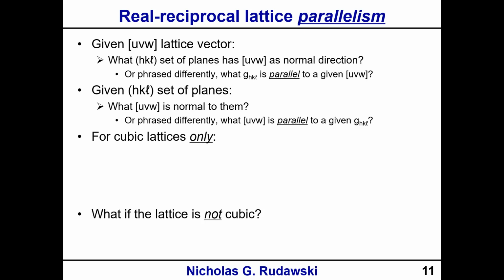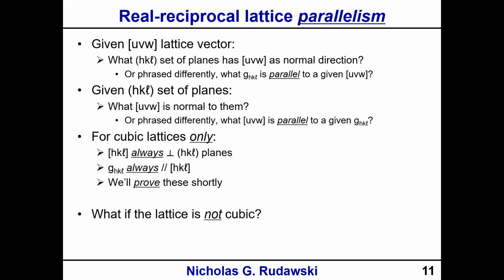So if we have cubic lattices, and this only applies to cubic lattices, we have this really nice parallelism where HKL directions are always perpendicular to HKL planes, and HKL G vectors are always parallel to HKL lattice vectors. That only applies in a cubic lattice, and we're actually going to prove this mathematically in just a minute. So what happens, though, if the lattice is not cubic?